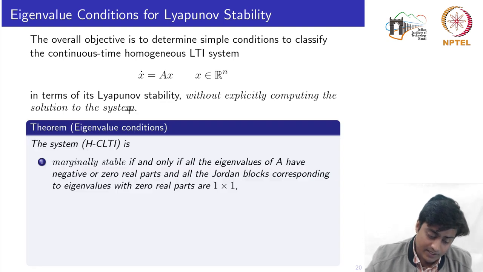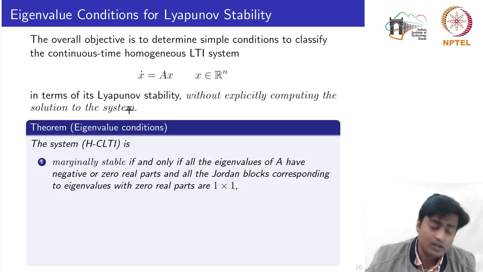This is one of the important results, and possibly you have seen it in your UG control course: a homogeneous continuous time linear time invariant system is marginally stable if and only if all the eigenvalues of A have negative or zero real parts. Now if some of the eigenvalues have zero real parts, then those eigenvalues should be simple eigenvalues or simple roots, meaning there must not be more than one.